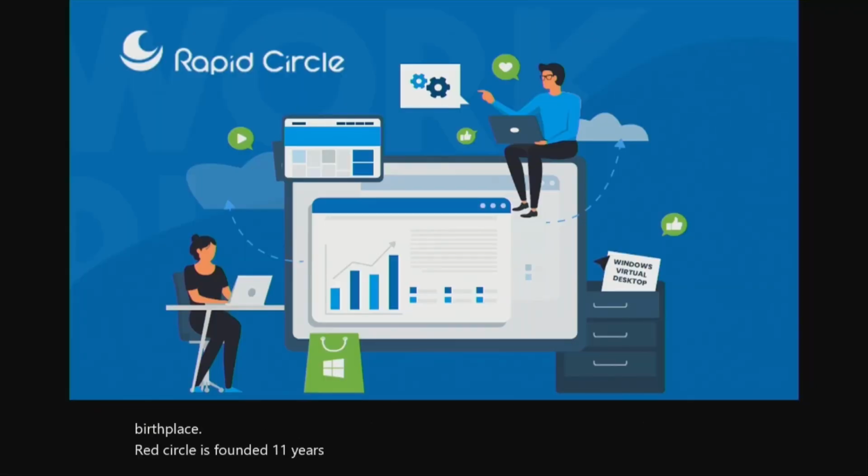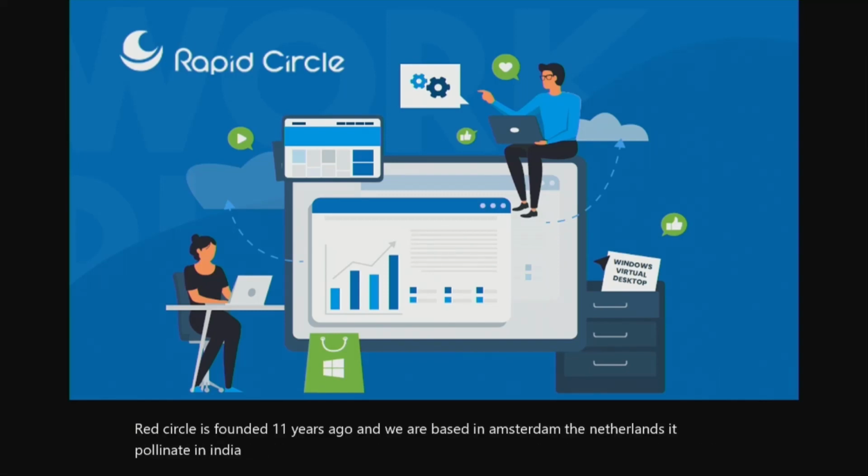Rapid Circle was founded 11 years ago, and we're based in Amsterdam in the Netherlands, in Pune in India, and in Melbourne in Australia, and we help more than 200 customers worldwide.